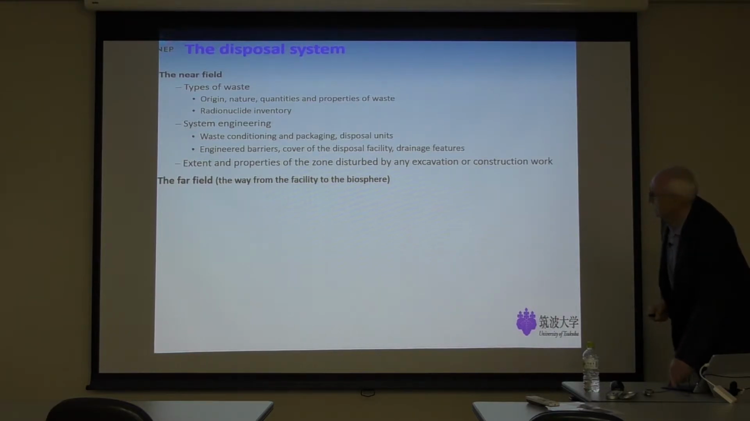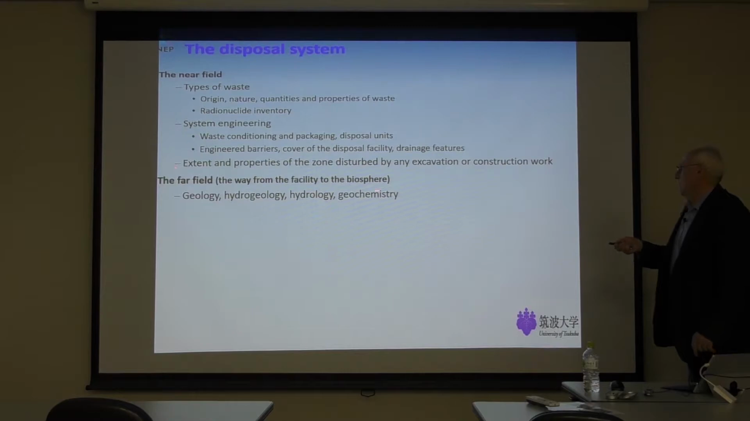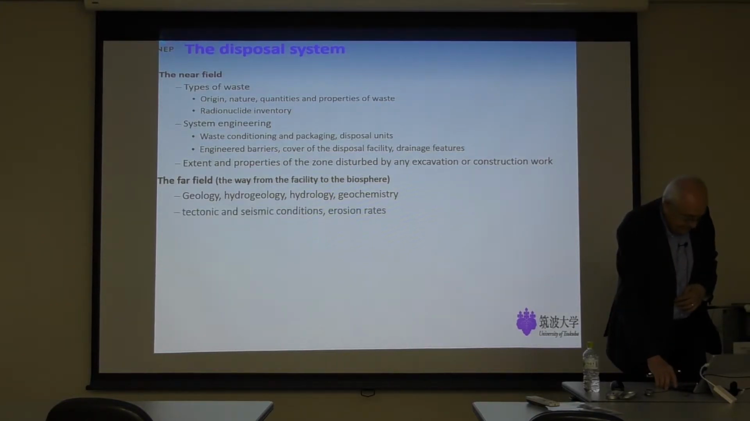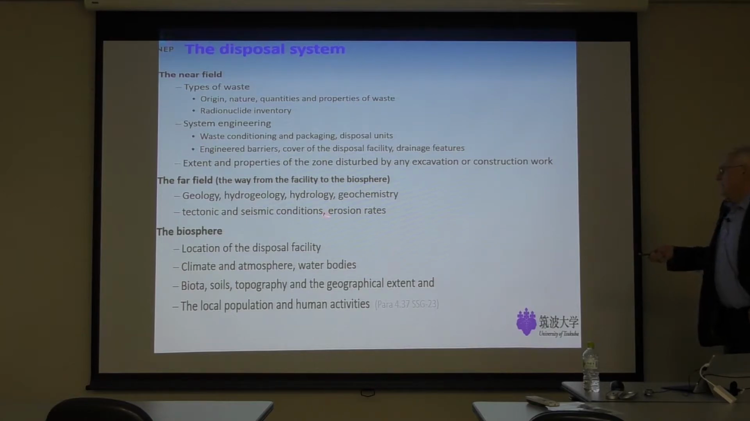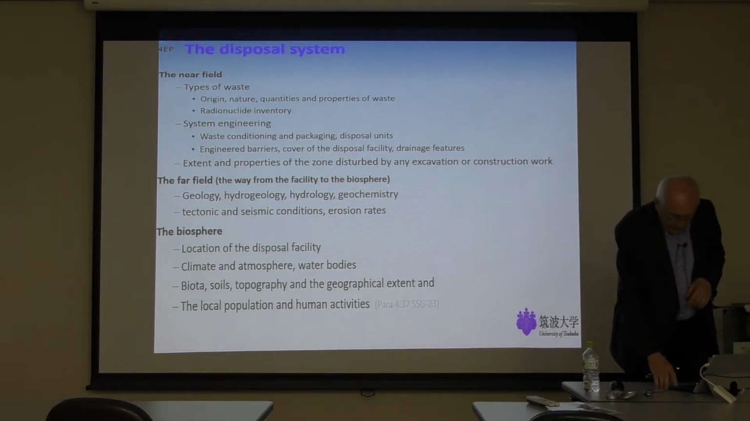And we have also the far field. The far field is the way from the facility to the biosphere, and it includes geology, hydrology, hydrogeology, geochemistry, and finally the biosphere with the location of the disposal facility, climate and atmosphere, water bodies, the biota, the soils present, the topography and the area of the site, and of course the local population and human activities.